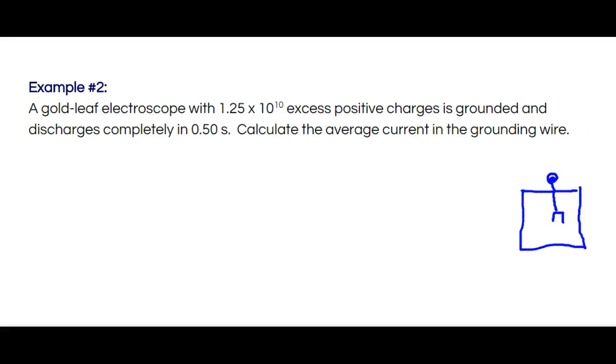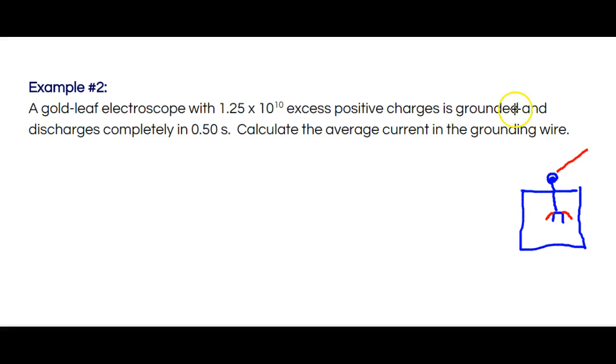And so if you were to touch the metal sphere with a charged rod, for instance, here's my charged rod, then what you may see is these little leaves spread apart, and that indicates to you charges. So in this case, I have a Goldleaf electroscope with 1.25 times 10 to the power of 10 excessive positive charges. So this is telling me essentially the number of protons that are present.